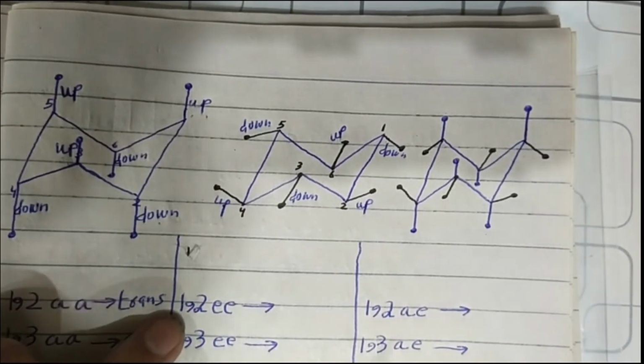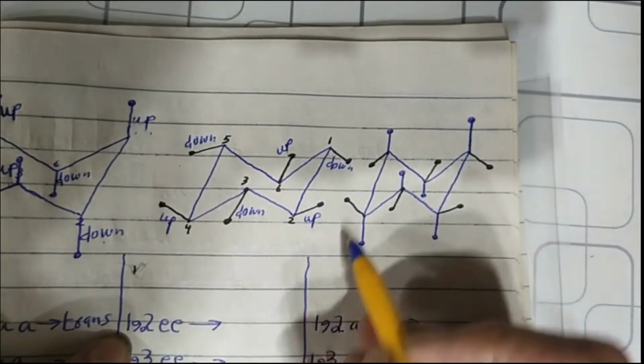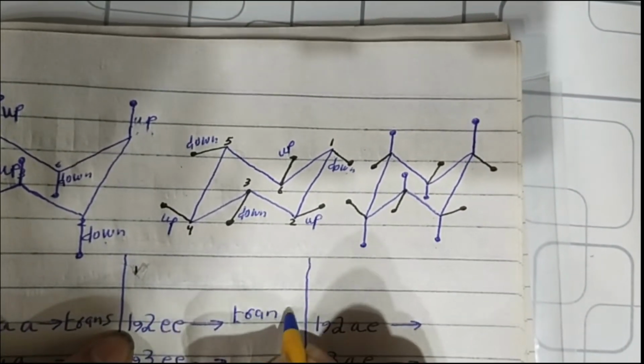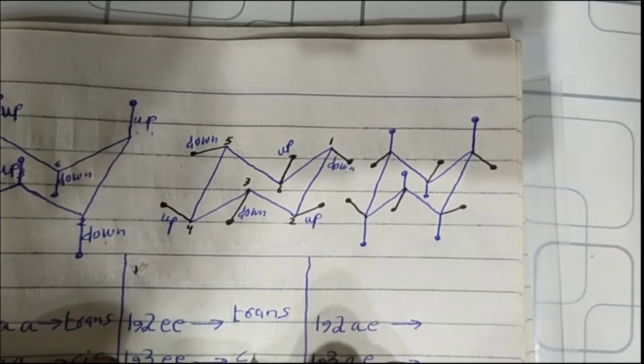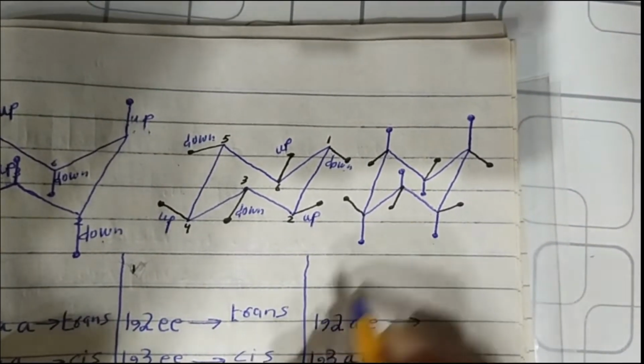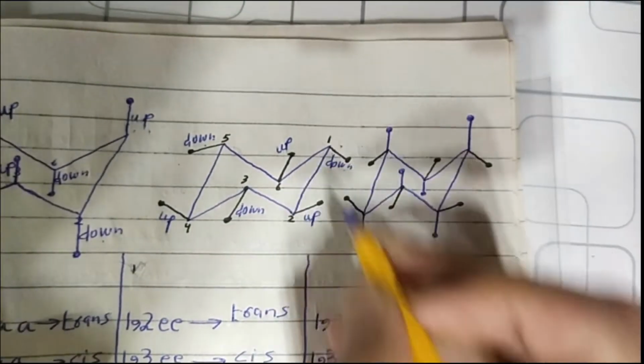Now 1,2 axial geometry. 1,2 equatorial, down up, this is trans. 1,3 cis. 1,4 trans. 1,5 cis. 1,6 trans.